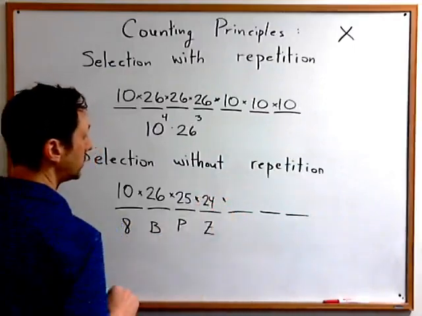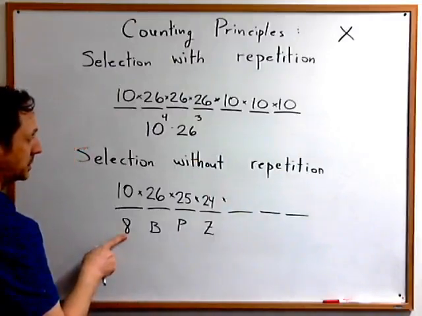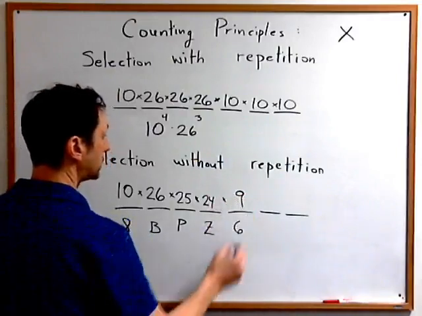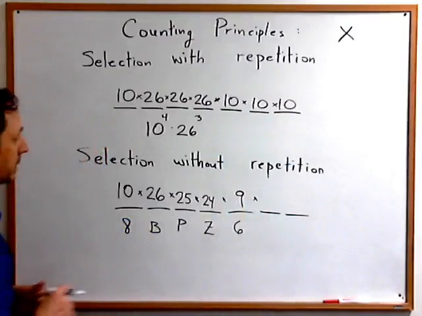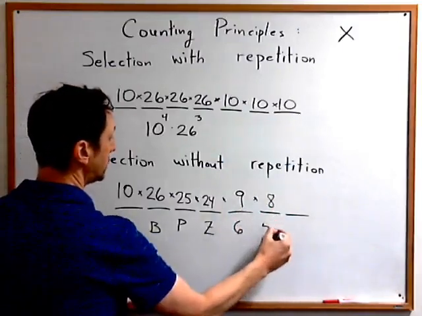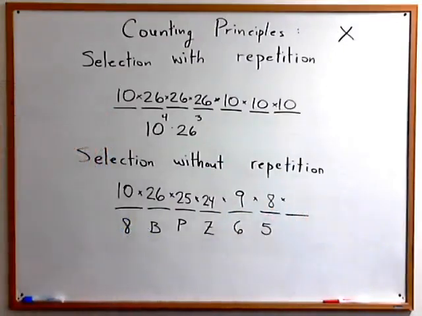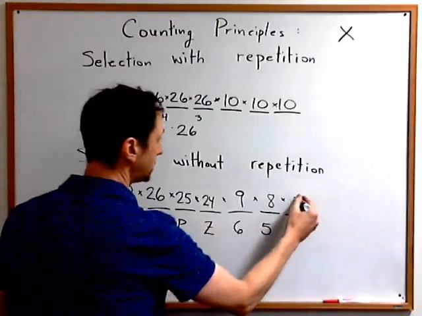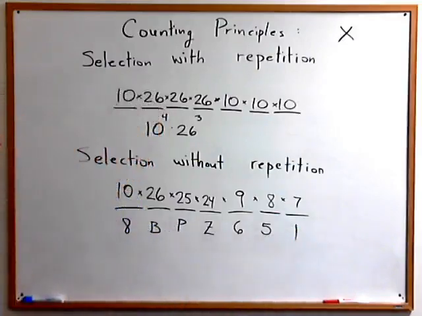Now we have to choose another digit. Let's suppose it's not allowed to be an 8. How many digits are left? 9. Let's suppose it's a 6. The next character also has to be a digit, but it cannot be an 8 or a 6. There are only 8 left. Let's just say it's a 5. Finally, the last character also has to be a digit, but it's not allowed to be an 8, 6, or 5, so there are only 7 left to choose from. Let's just say it's a 1.